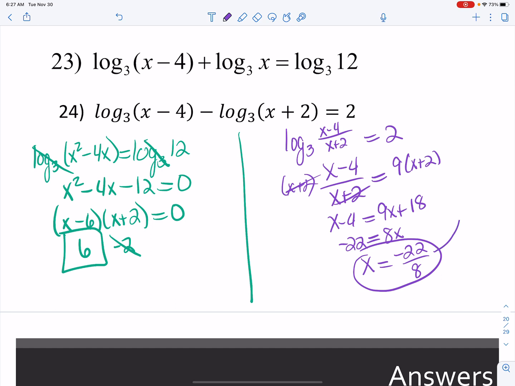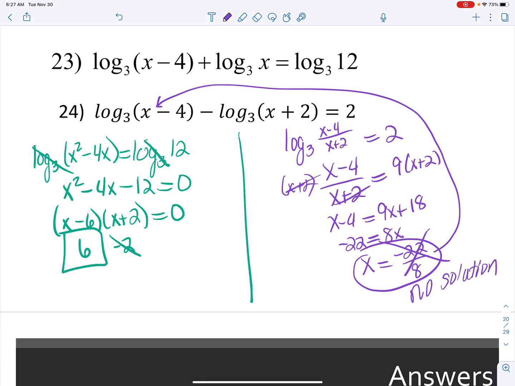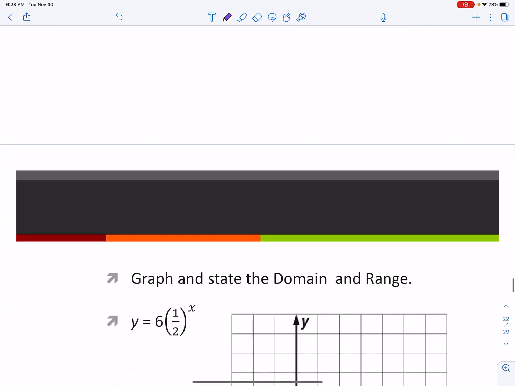But if I put that back into this one right here, I don't even know what that is, but I know it's a negative minus a number. That's going to stay negative, and you can't log a negative. So this one actually is no solution, because the negative 22/8 is extraneous. So I have to see that your answer got to a negative 22/8, and then that you've written no solution. So you've got to show your algebra, okay?